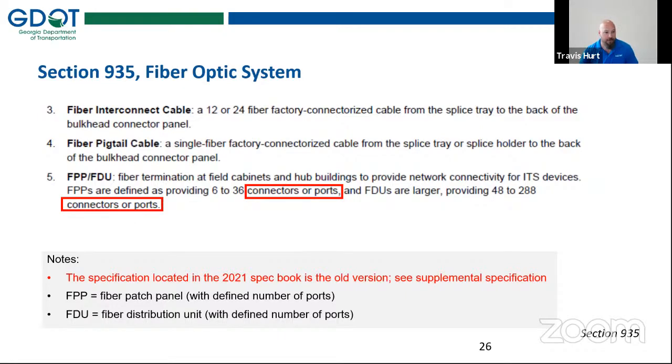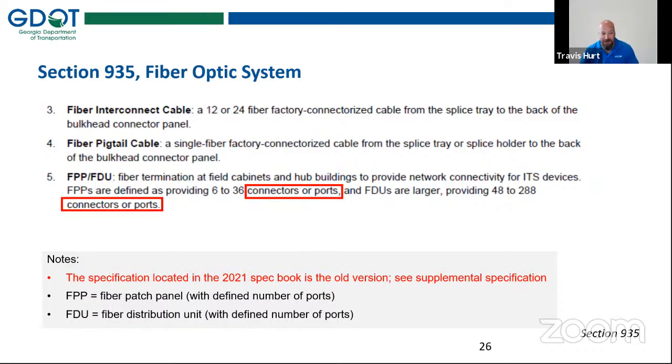And we want to point those out specifically because what is not included in this spec is the pre-terminated FDCs. So gator patches are out, and you need to be cognizant of these cables included in your patch panels. So I'm mentioning patch panels, and so that's the other term on here. We're talking about FPPs and FDUs. So your fiber optic patch panel, which is your fiber termination within the cabinet.